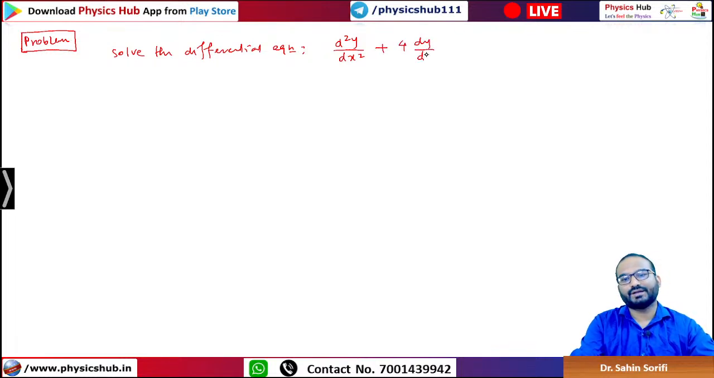Solve the differential equation. d square y upon dx square plus 4 dy dx plus 5y equals to 0.